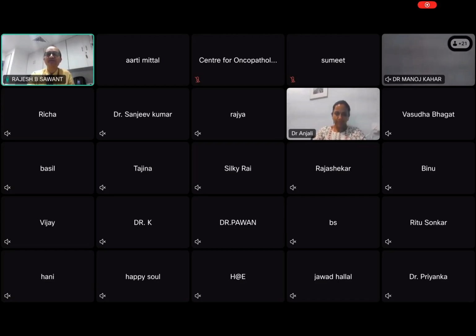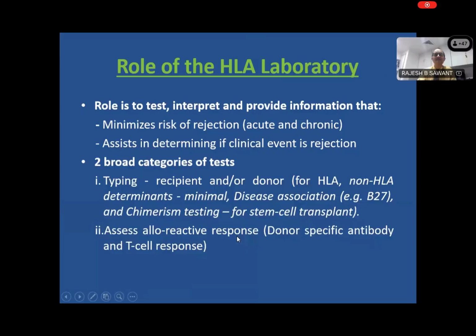Sorry, Sir, your screen with the slides is not visible. Yeah, I know the slides have also. Yeah, can you see the slides now? Yes.